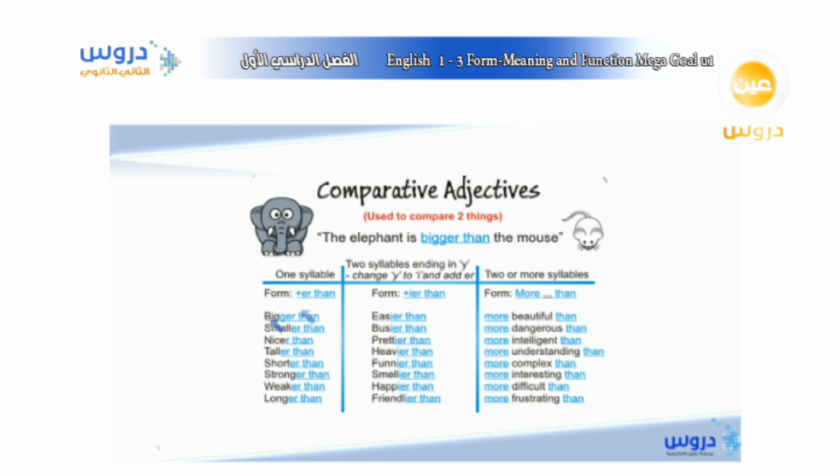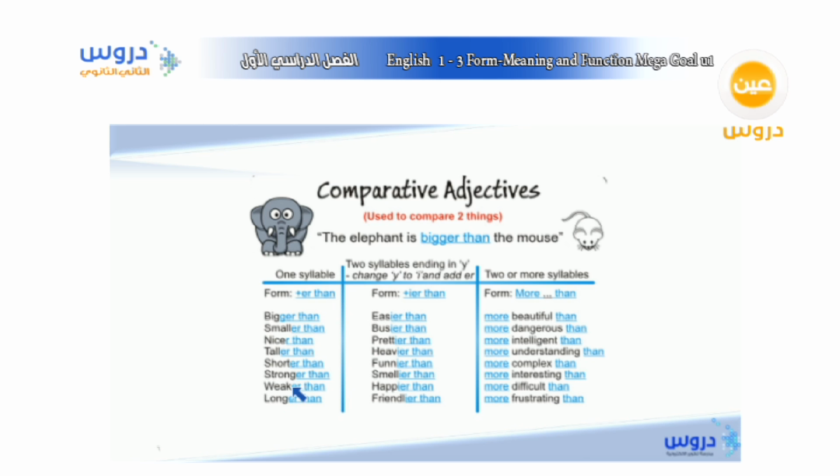So, the first condition: one syllable. The second condition: ends with vowel plus consonant. Vowel and consonant. Not two consonants, or like here, one vowel, two consonants. No. And here we have another example: two vowels, sorry, with weak, two vowels and one consonant.